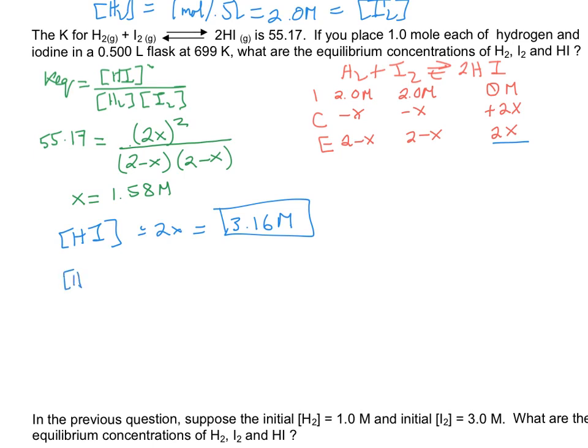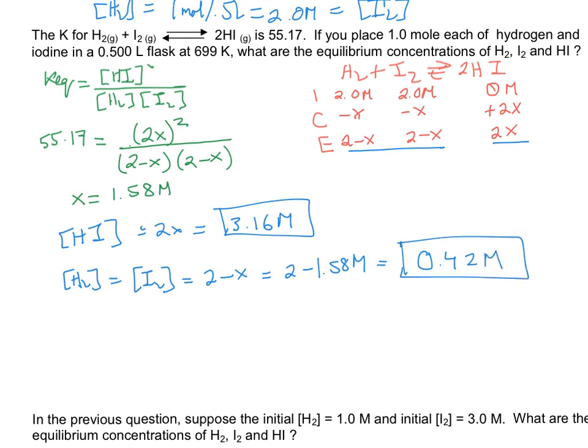The concentration of H2 is the same as the concentration of I2 at equilibrium. They are both right here, 2 minus X. So 2 minus 1.58 molar. And so that gives you 0.42 molar. So that's a 4 there. All right, let's move on to the next one.